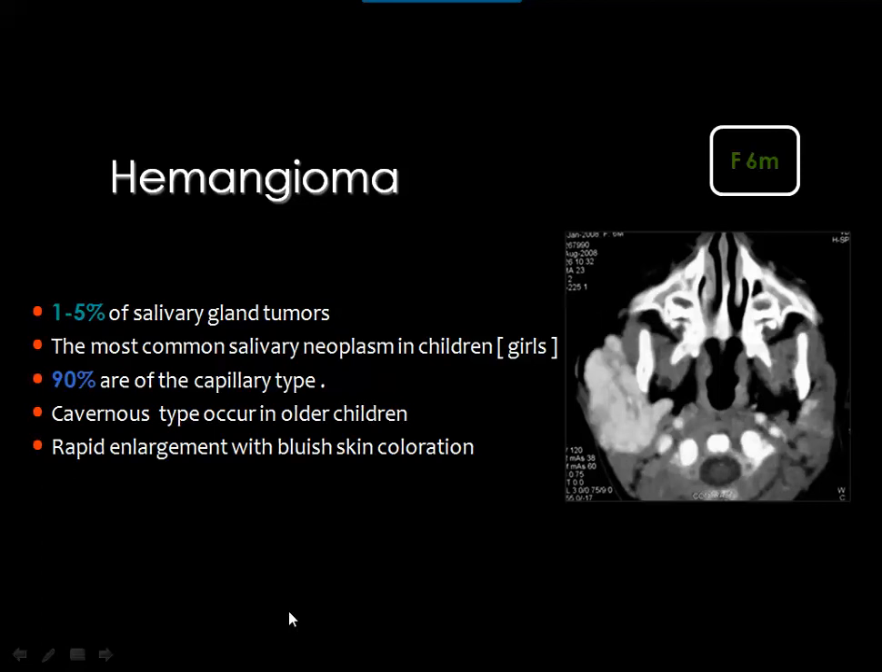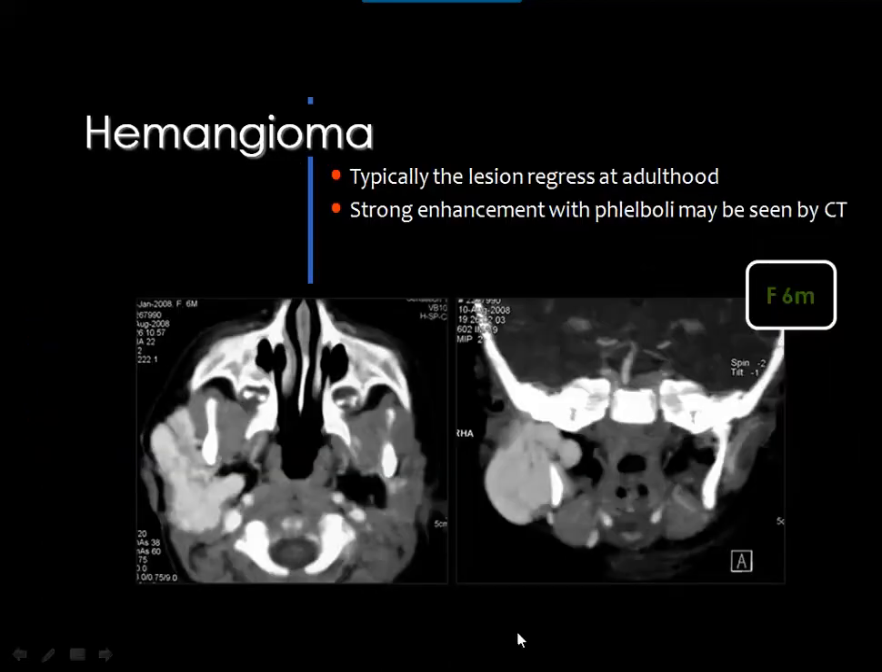sarcoma. And hemangioma is one of the known tumors affecting mainly the parotid gland, and is seen usually in children. 90% are of the capillary type, meaning that it is an infiltrative type. Cavernous type occurs in adults or older children. The lesion is rapidly enlarging, and may be associated with bluish discoloration of the overlying skin. But you know that hemangioma is a vascular lesion, and this lesion is strongly enhanced after injection of contrast medium.